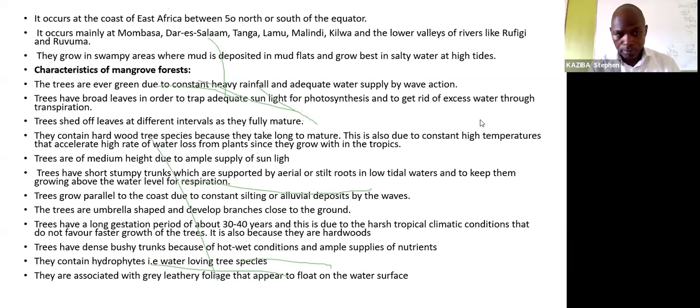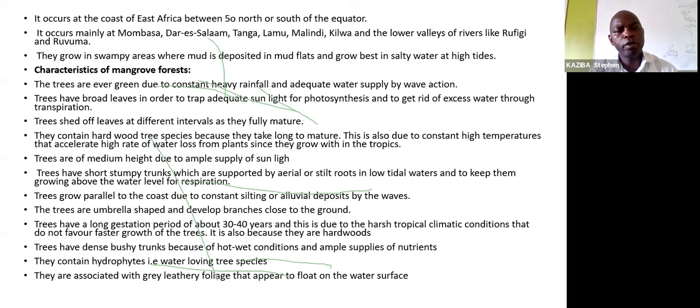Now, the trees are evergreen. If you look at the trees, they're evergreen. And the reason why they're evergreen is due to heavy rainfall and adequate water supply by wave erosion. Because they are near the coast, there is a lot of flooding. So they tend to receive ample water supply, which helps to favor their greenness.